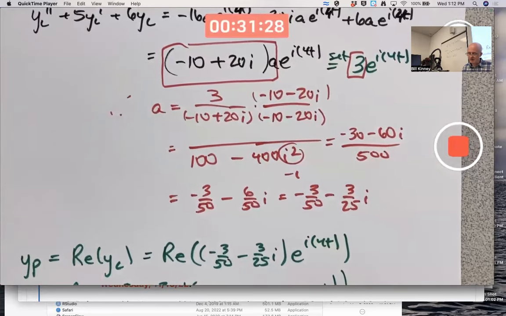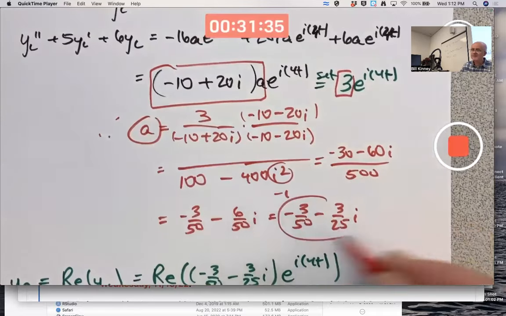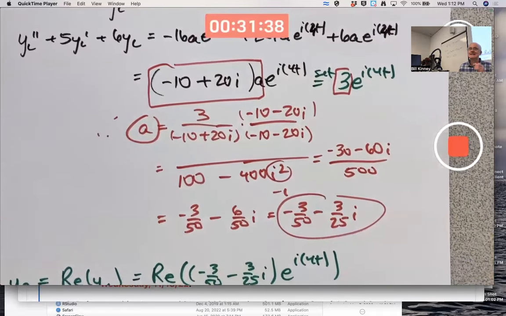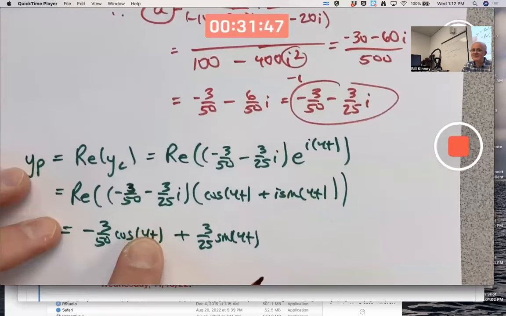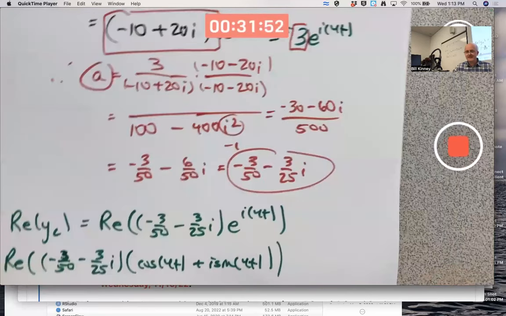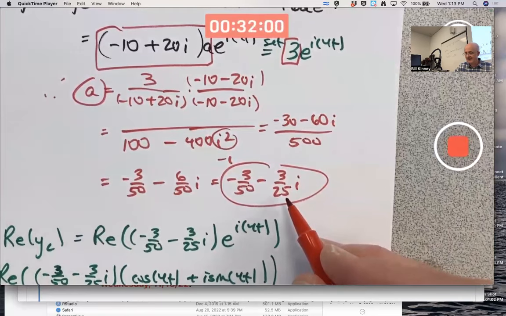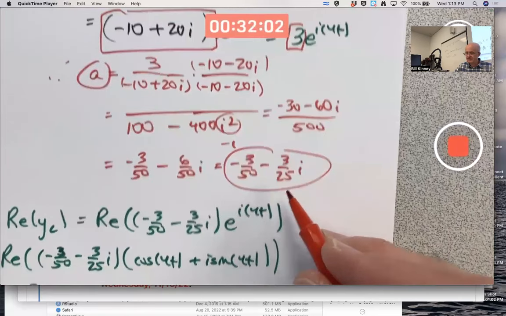That's one benefit. Another benefit of this approach is that this complex number here, it's kind of like a secret decoder ring or something. It's got secret information about this trig function kind of hidden in it. What am I talking about? If you plot this complex number in the complex plane, I'll go ahead and do that. Negative 3/50 minus 3/25 i.